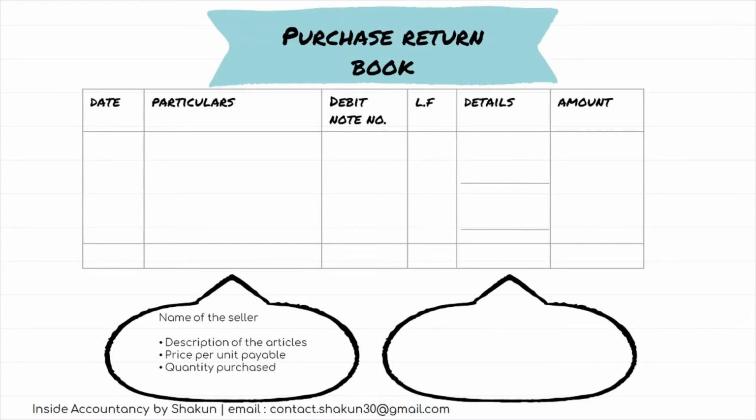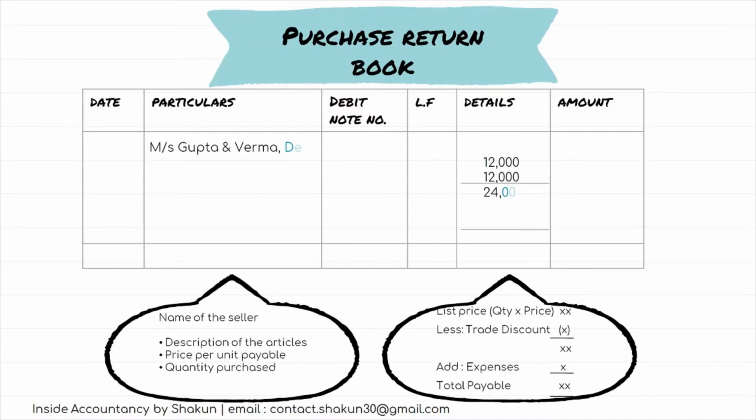Under details column, like we used to mention in case of purchase book and sales book, we mention the list price, that is the quantity into price. From the list price, we subtract the trade discount, and then we add the expenses and we get the total amount payable. All that is mentioned under the details column, and the total amount is then shown in the amount column. So I have taken an imaginary transaction here.